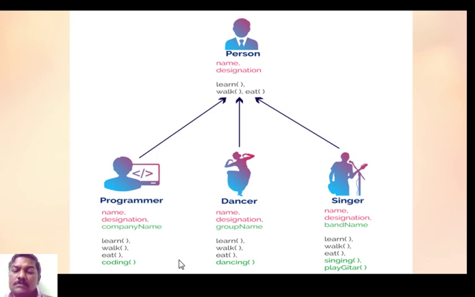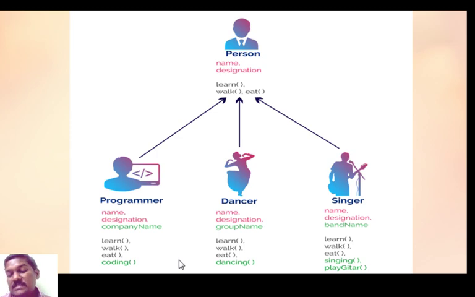Likewise, they have additional concepts, additional methods. What are the methods? They are learn, walk, eat. Each and every person is derived from the concept of person. So learn, walk, eat are the basic characteristics of a person. We can get all those things for all the programmers, dancers or singers. Similarly, they additionally have their own characteristics or functions.